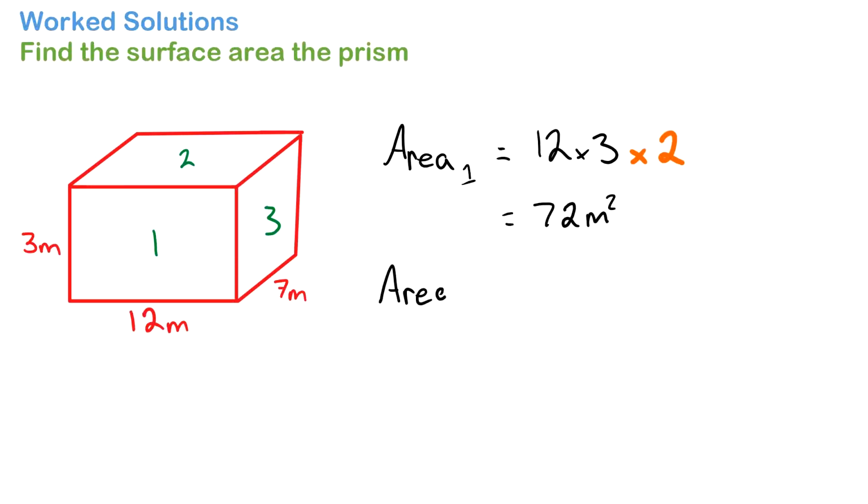So we're going to do area 2 now. In the same way we did area 1, we're looking at the top shape there. Now, I know this is going to be 12, and I know this is going to be 7. So we're going to have 12 times 7. But again, I want to look, are there any other faces that are the exact same? And we know that the bottom will be the exact same. So we're going to go times 2 again.